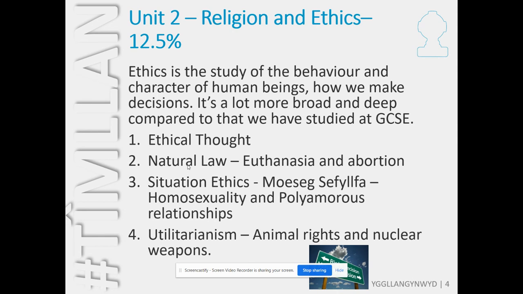The second unit then is Religion and Ethics, and this is worth 12.5%. So as I previously said, the second unit is 2 units together, whereas for A-level they are split then into 3 separate units. So the first part is Religion and Ethics.